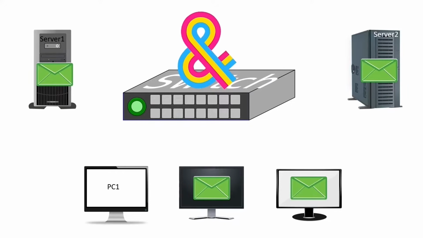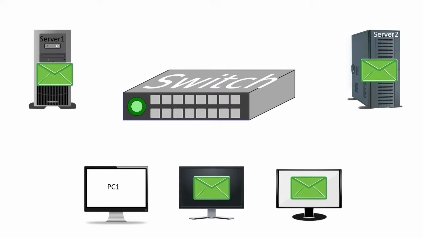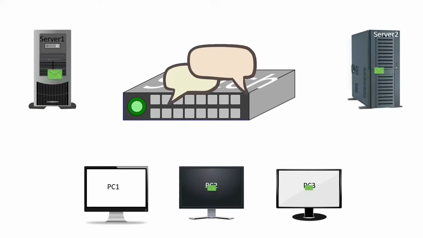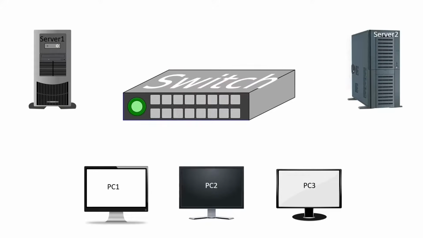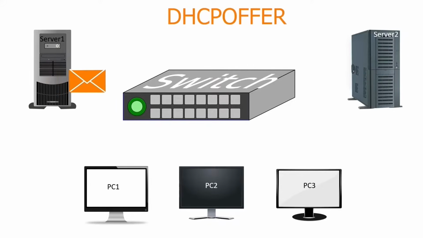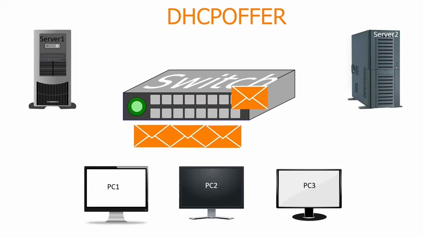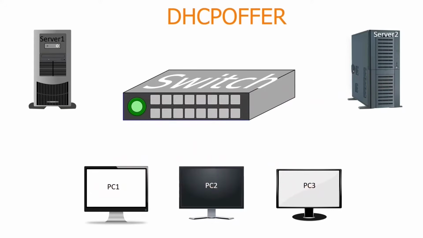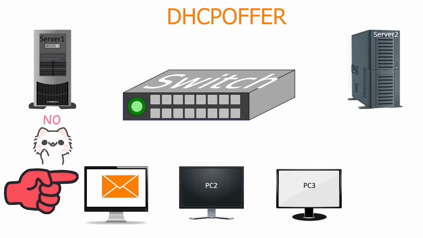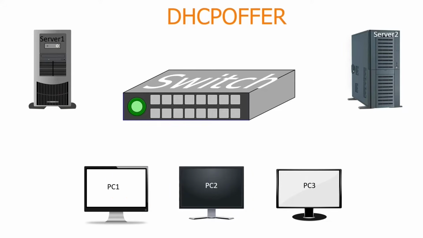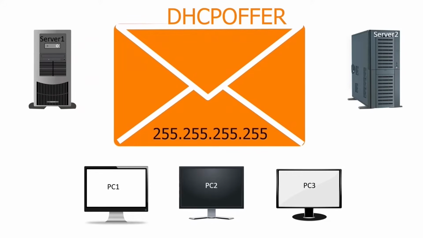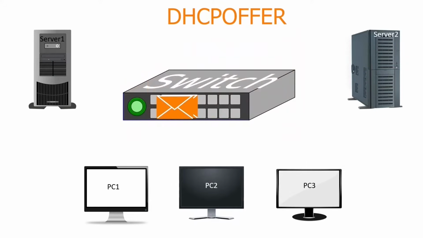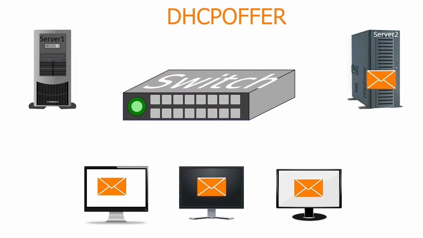DHCP servers use it to assign and track the IP configuration. Depending on their configuration, multiple DHCP servers can reply to the DHCP Discover message. In reply to a DHCP Discover message, a DHCP server sends a DHCP Offer message. Since the client does not yet have an IP address, the server cannot send the offer directly. It uses the local broadcast to reply. The DHCP Offer message reaches all devices in the network.